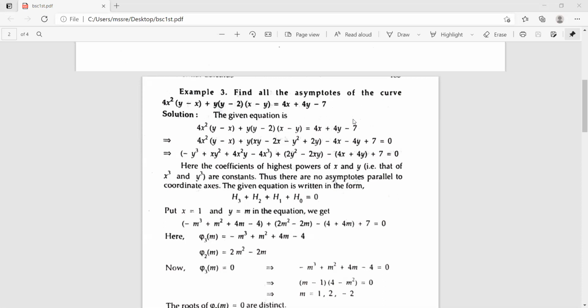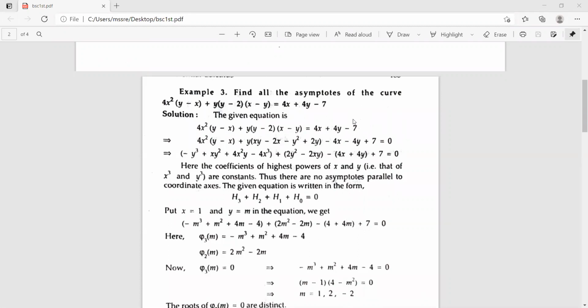Next, third term is 4x plus 4y with negative sign. Its x power is 1, y power is 1. Therefore, it is capital H1. It is homogeneous of degree 1. 7 doesn't contain x, it doesn't contain y. Therefore, it's homogeneous of degree 0. So therefore, here the coefficients of the highest power of x and y, that is of x squared and x cube, are constants. Therefore, no asymptotes parallel to coordinate axis.